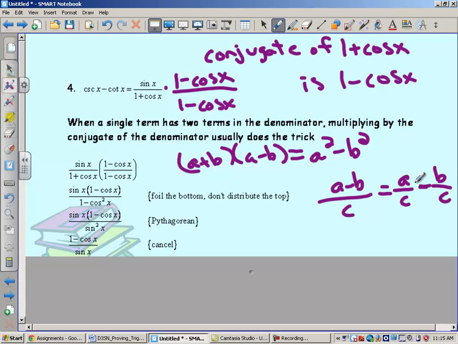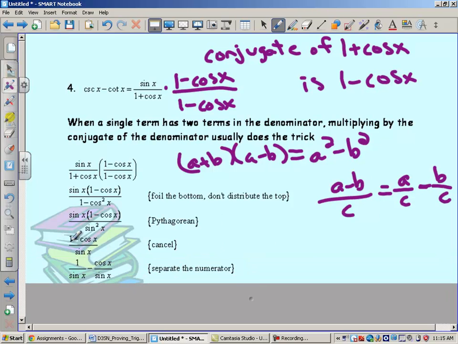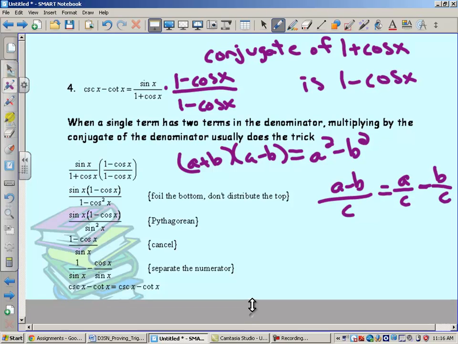You should have that in Mr. G's pet peeves at the beginning of the year, at the very front. This is a true statement. Now, if you flip it over, it's not true, but this is a true statement. So you're going to separate this into 2 fractions, 1 over sine minus cosine over sine, which is exactly where we're trying to go. 1 over sine is cosecant, cosine over sine is cotangent. And that's what we have.